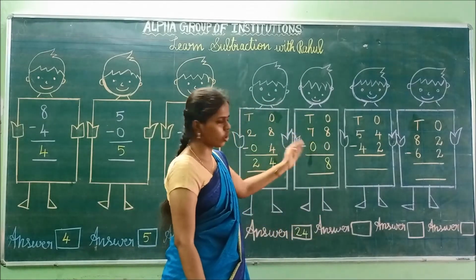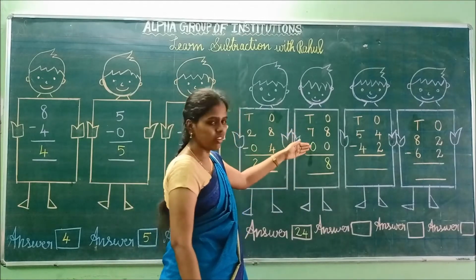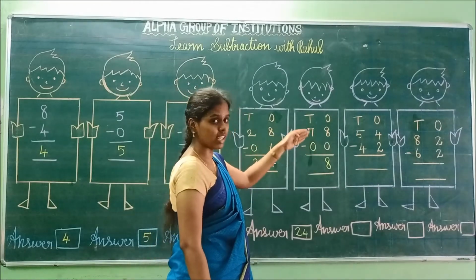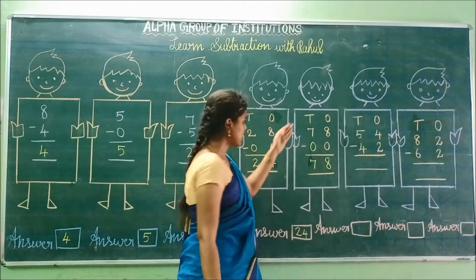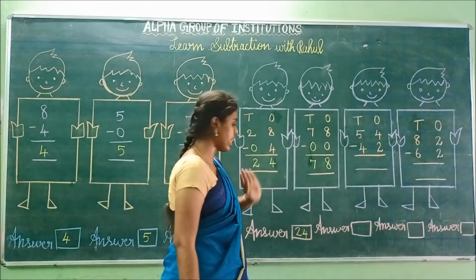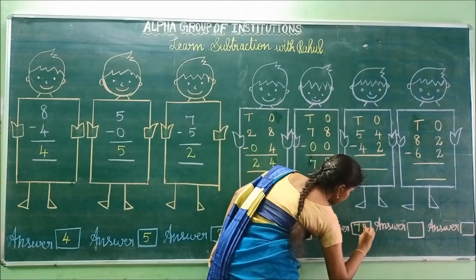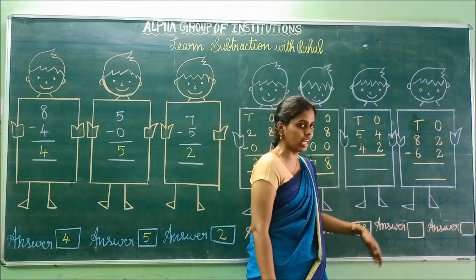So 7 minus 0, the same procedure. 7 minus 0, with this 0 we can't do anything. So we are going to put this 7 directly in our answer. So 78 minus 0 is the same 78. 78 is your answer. So your final answer is 78. See the next sum, children.